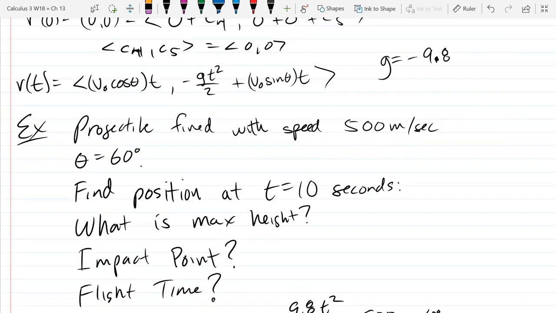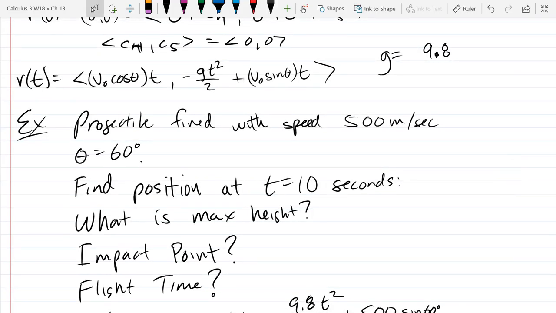Oh yeah, this g should be positive because we already accounted for it. We already used a negative before. Yeah, so we already accounted for the downward pull of gravity.